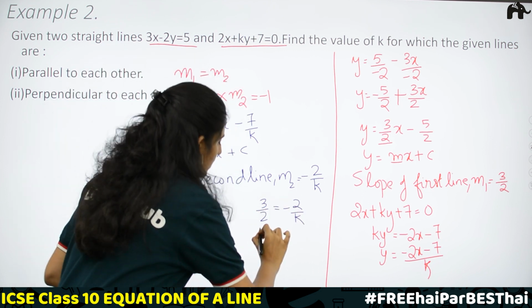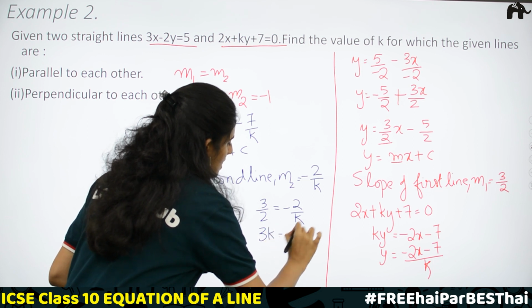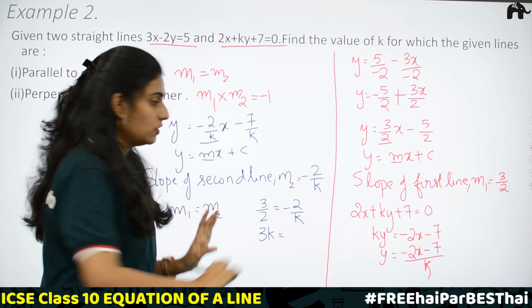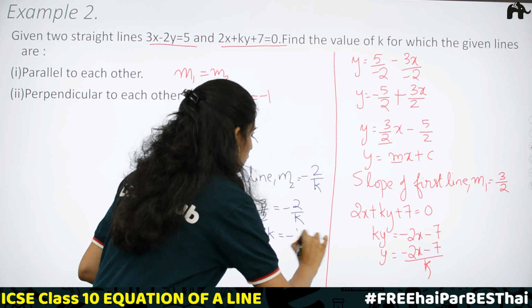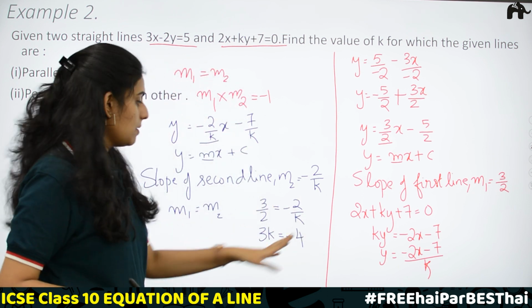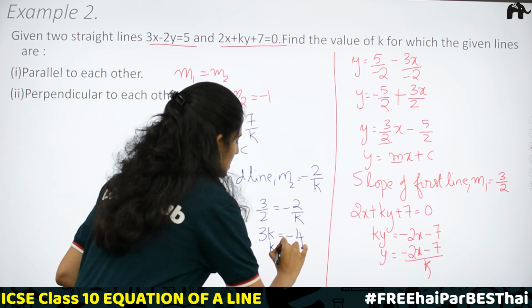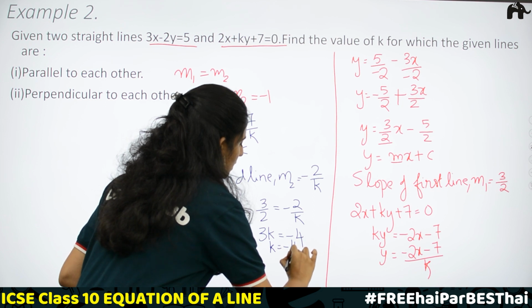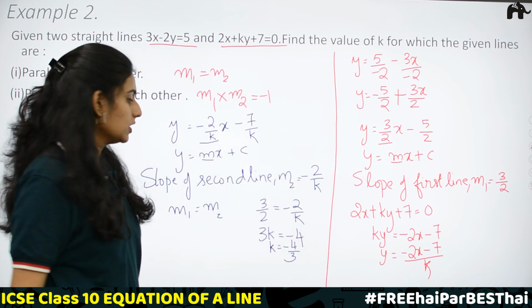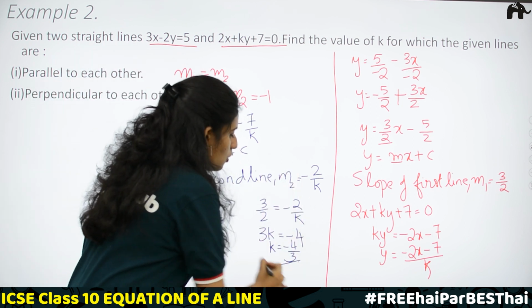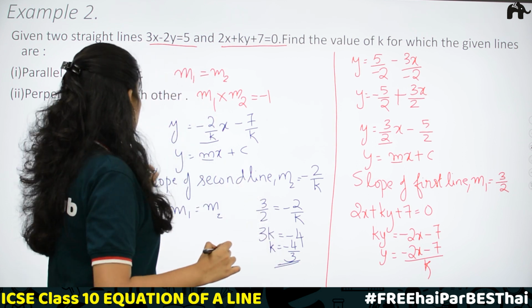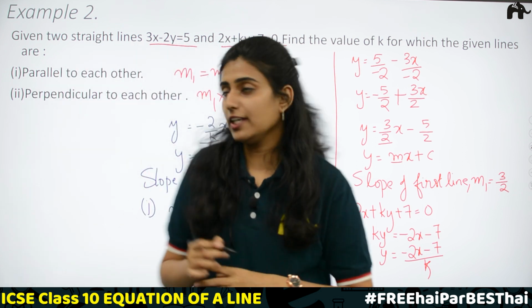Cross multiplying, we get 3k is equal to minus 2 into 2, that is minus 4. We get k is equal to minus 4 divided by 3. So k is equal to minus 4 by 3 if the lines are parallel to each other.